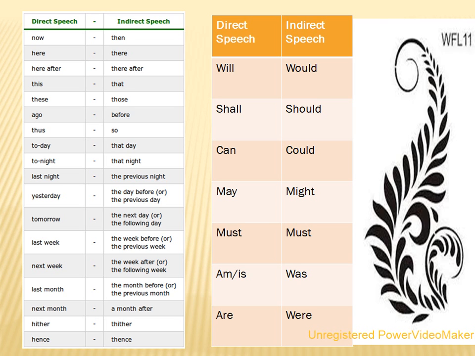Hither changes to thither. Hence changes to thence. Will changes to would. Shall changes to should. Can becomes could. May becomes might. Must will remain must only. Am, is change to was. Are and were are change to were. So children, please keep these changes in your mind when you are changing from direct speech to indirect speech.